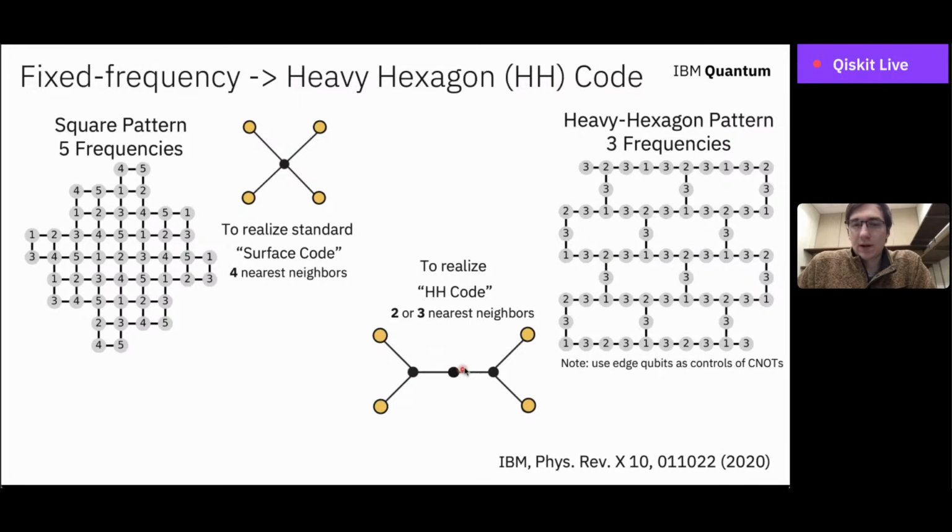And here, every qubit has either degree 2 or 3. So 2 nearest neighbors or 3. And you actually only need 3 frequencies to avoid the collisions. So that's a big advantage.